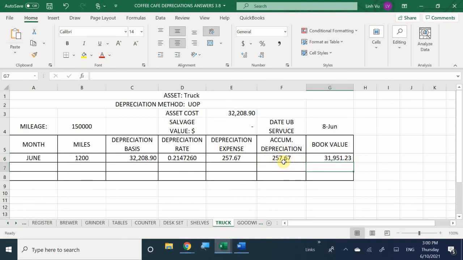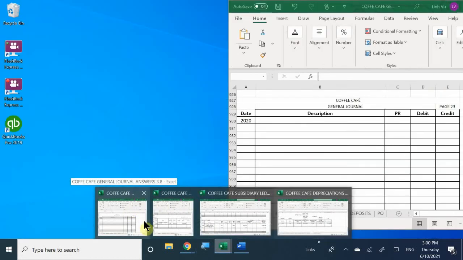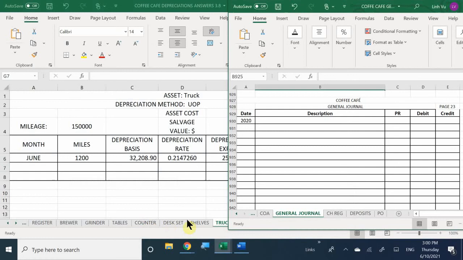31,951.23. Correct. Okay. Now, what I'm going to have you do is journalize this as one complete journal entry, because at the end of the day they're all going to go to one specific account. So I don't want you to do depreciation expense and accumulated depreciation for the truck, and then a second journal for whatever other item you have. I want you to just make a list of every single item, because all of it is going to go straight to depreciation expense.